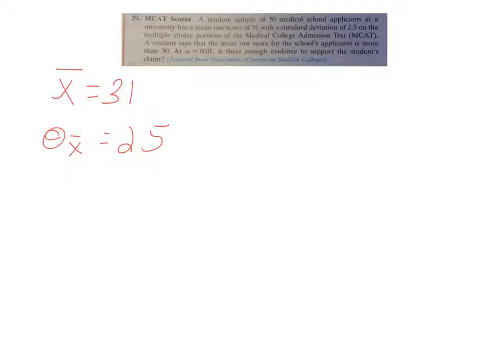A student claims that the mean raw score for the school's application is more than 30. So at a 1% significance level, is there enough evidence to support that claim? So the first thing we need to do is state our hypotheses and then define which one's going to be our claim. So the claim is stating that it's more than 30.